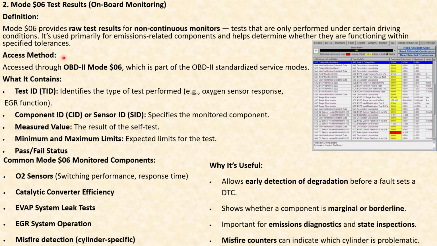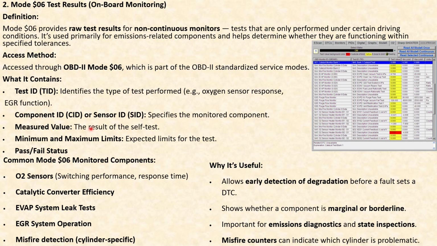Now, what is the access method? The access method, of course, is through OBD2 mode 06, which is a part of the OBD2 standardized service modes. What it contains: the test ID identifies the type of test performed, for example oxygen sensor response or EGR function. Then the component ID or sensor ID specifies the monitored component, the measured value is the result of the self test, then the minimum and maximum limits for the test, and finally the pass or fail status.